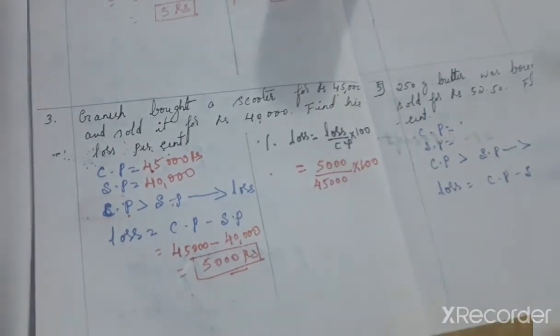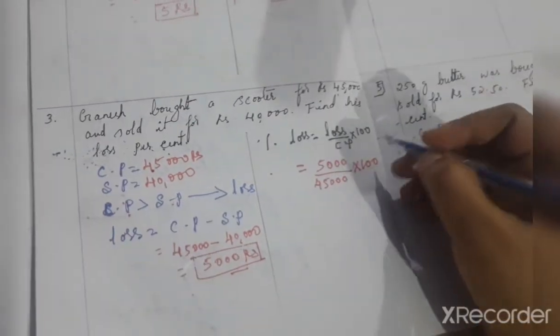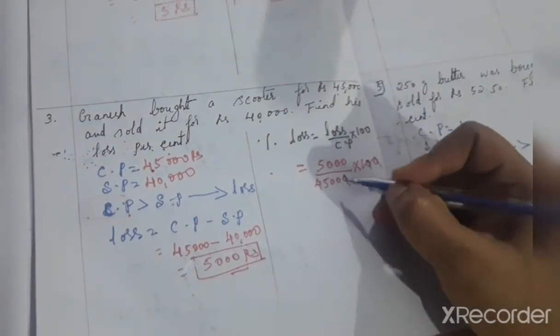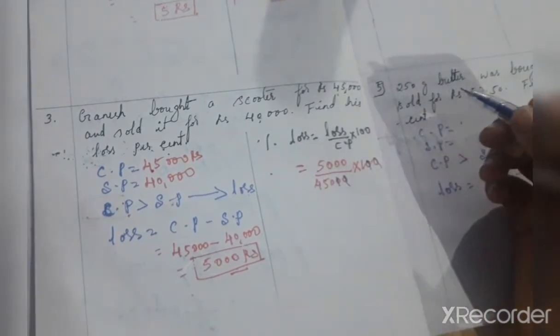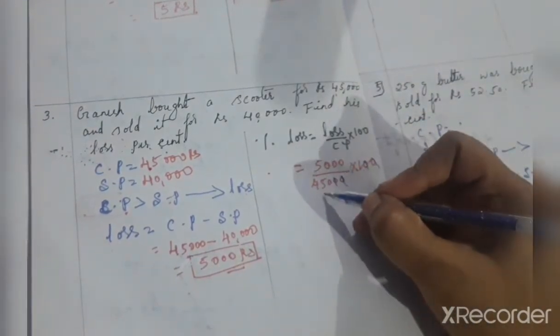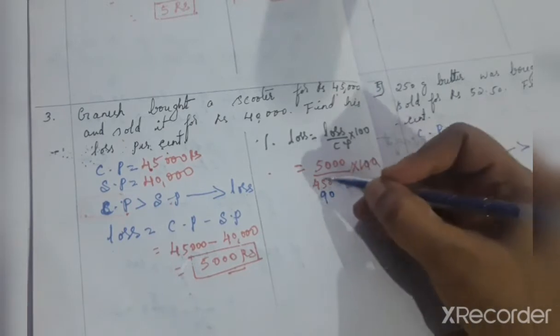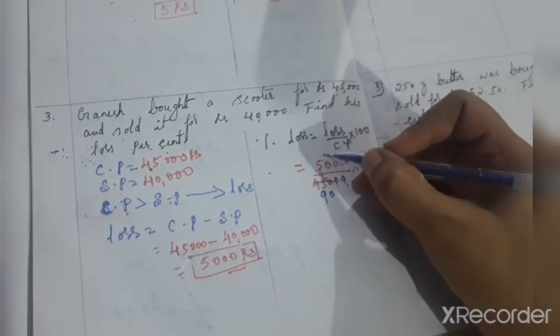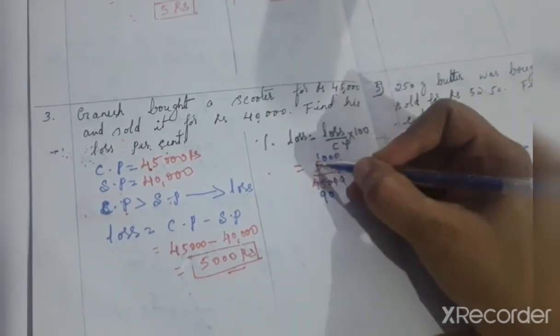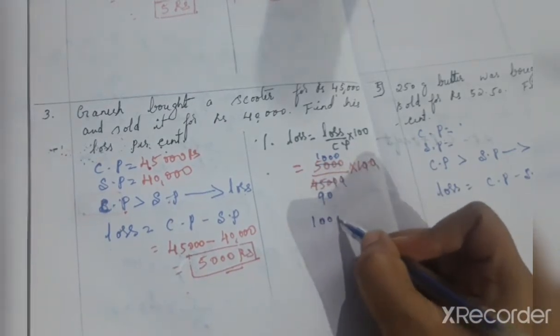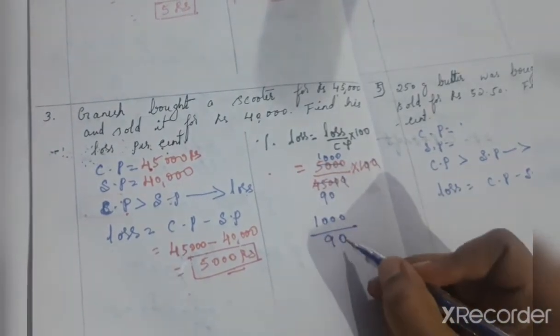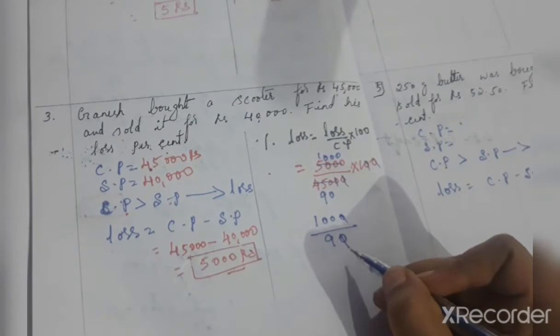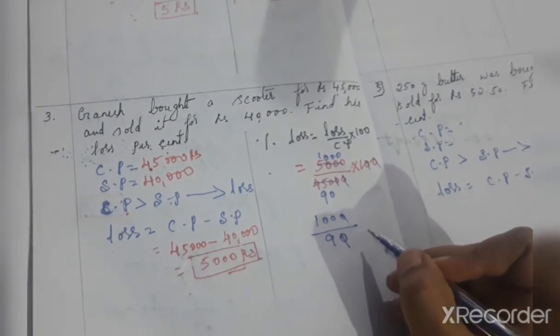into 100. Now we have to cancel it. Cancel the zeros, 0 0 cancel, 0 0 cancel. Then 5 nines are 45, 5 ones are 5, 1000. Now 1000 by 90, 0 0 cancel, so 100 by 9.